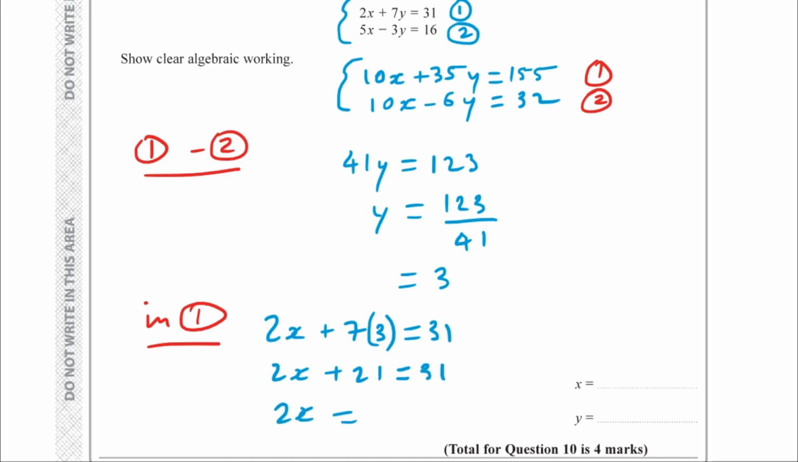2x is equal to 31 minus 21, which is 10, and we finish with x equal 5. So x is equal to 5, y is equal to 3.